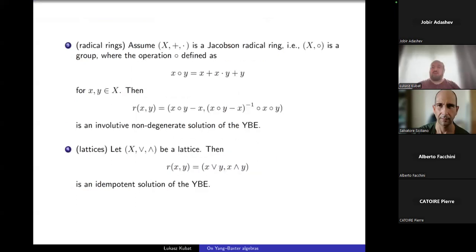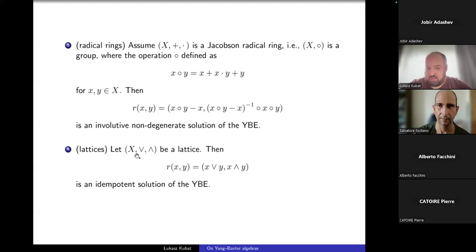But there are also solutions related to algebraic structures with more than one operation. For example, having a ring, actually you have to assume that this is a Jacobson radical ring. For example, a nilpotent ring is an example of a Jacobson radical ring. Then, this time with maybe a more involved formula, starting from a Jacobson radical ring, we can define a solution of the Yang-Baxter equation, which is involutive and non-degenerate in that case.